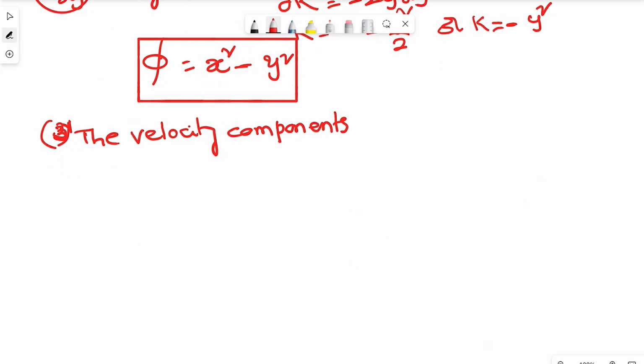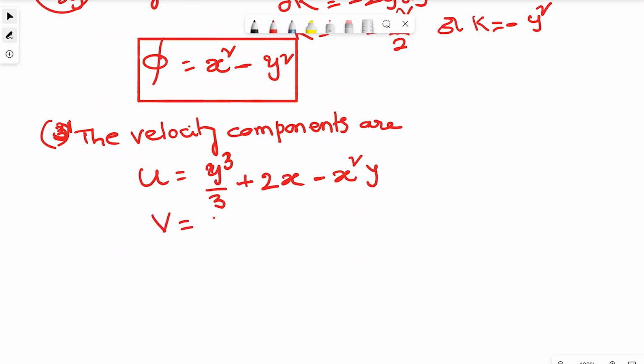u is equal to y cubed by 3 plus 2x minus x square y. v is equal to x y square minus 2y minus x cubed by 3. The question is, obtain psi.